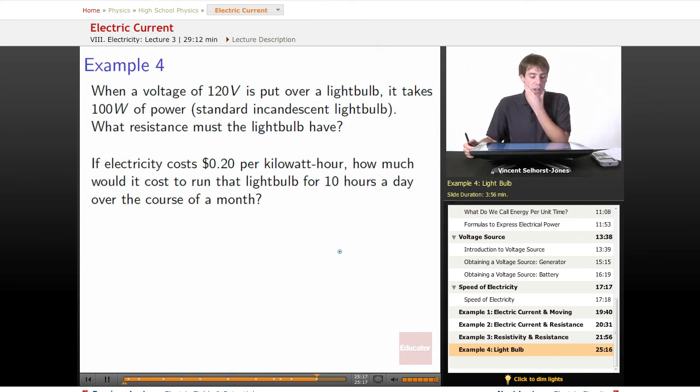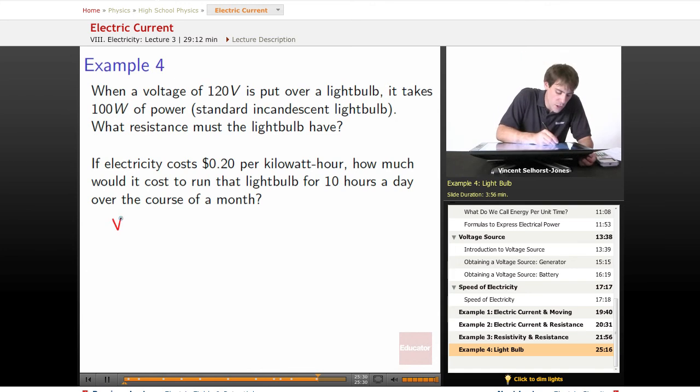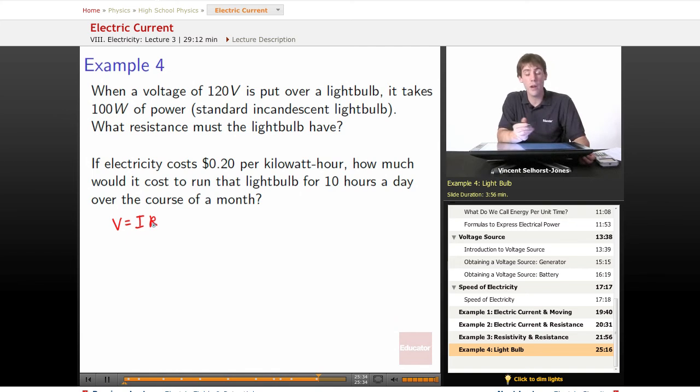Final example, if we've got a voltage of 120 volts and we put it over a light bulb, and that light bulb takes 100 watts of power, which is the standard incandescent light bulb, what resistance must the light bulb have? All right, so voltage equals current times resistance. But we don't want voltage equals current times resistance. What we want to know is power, right?